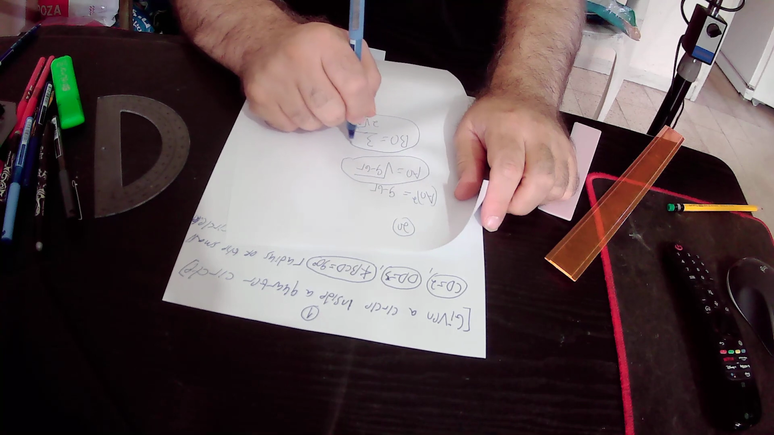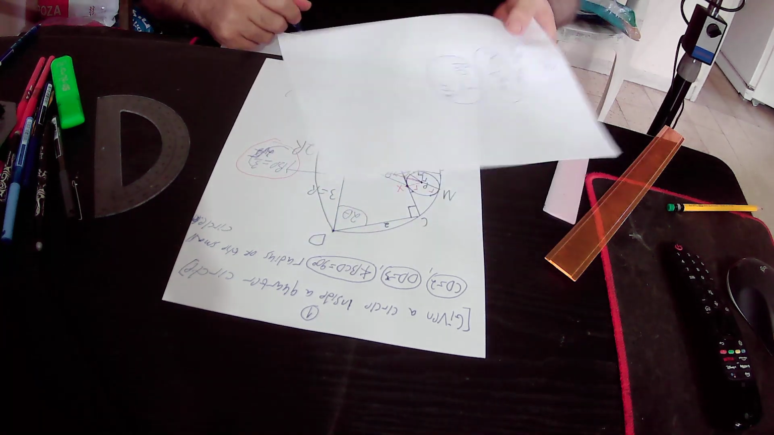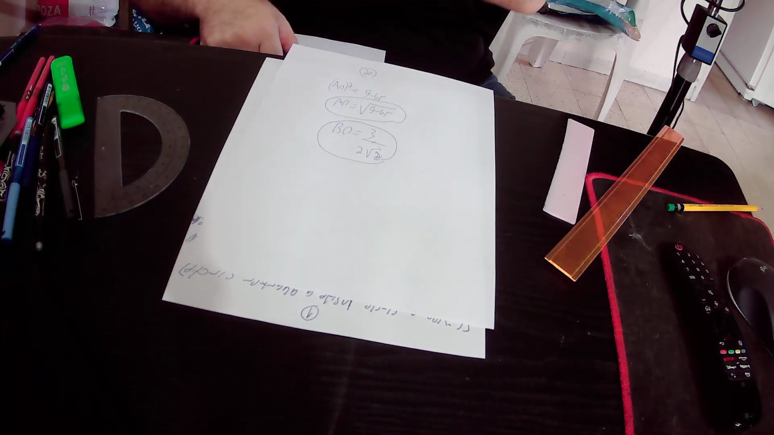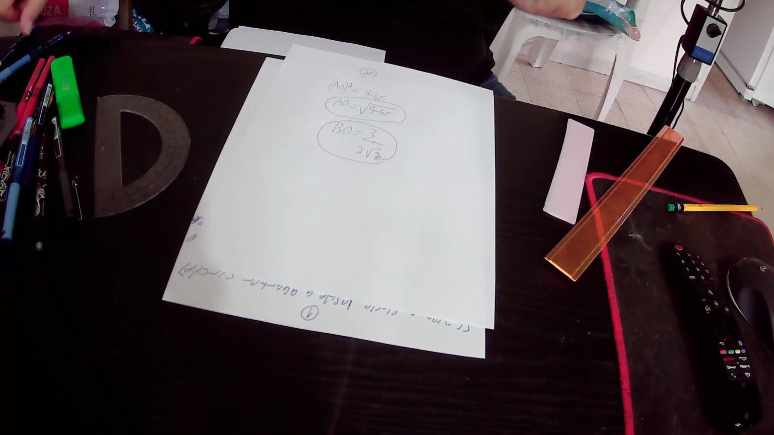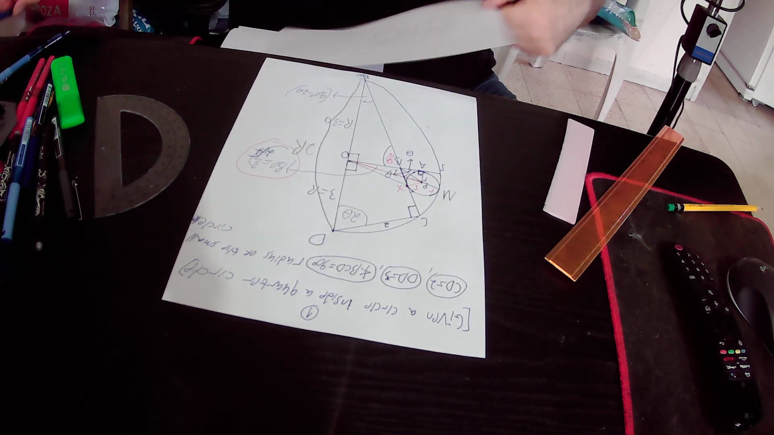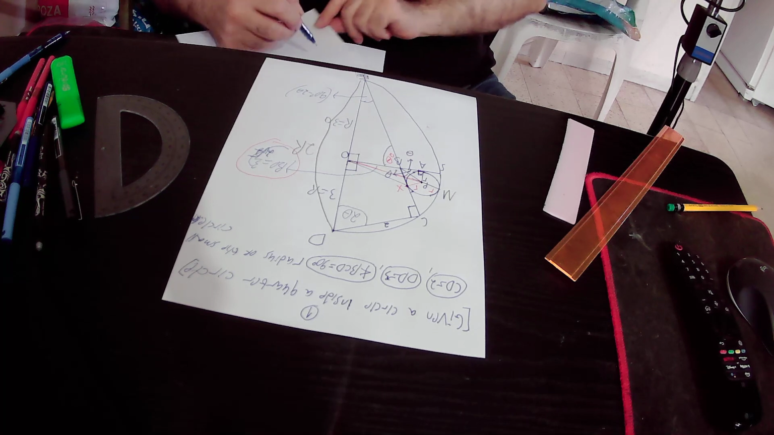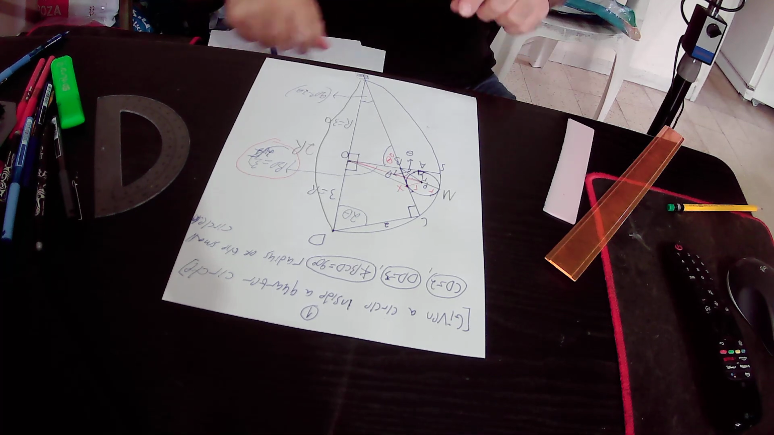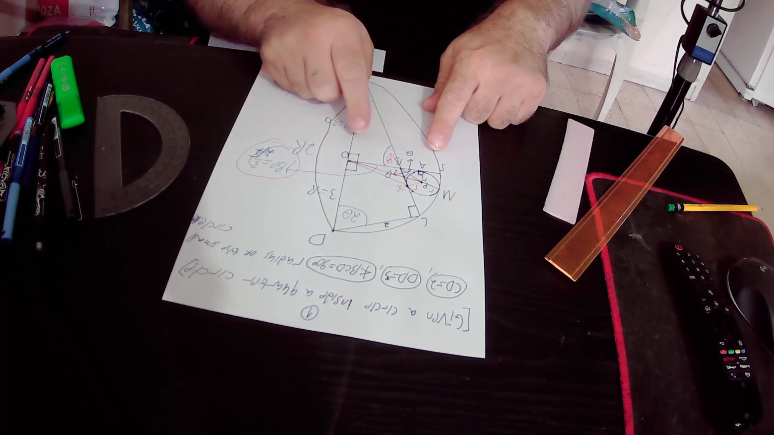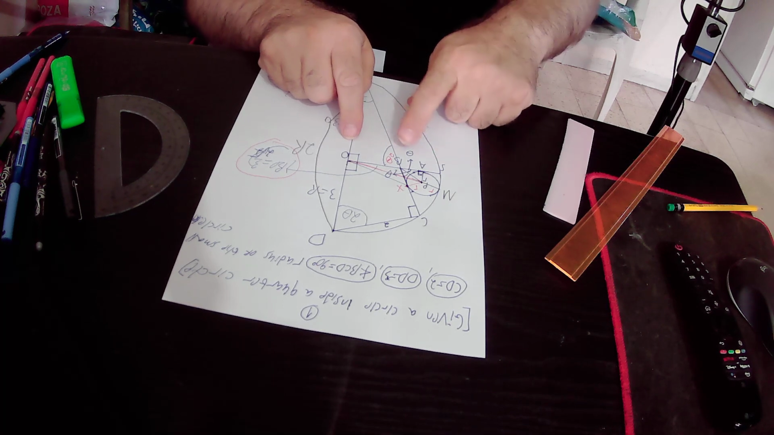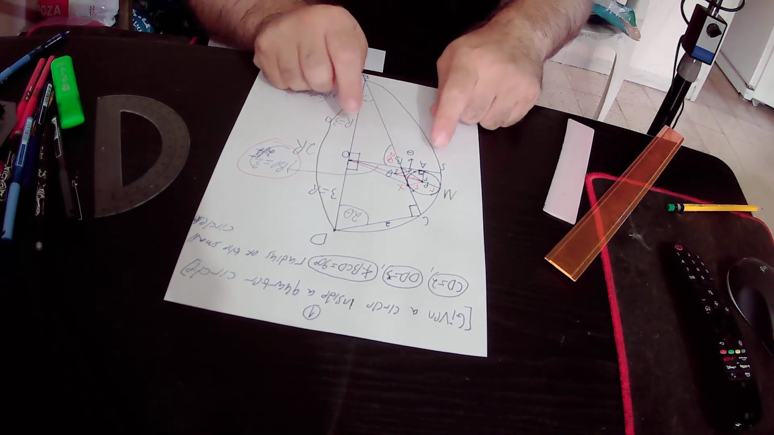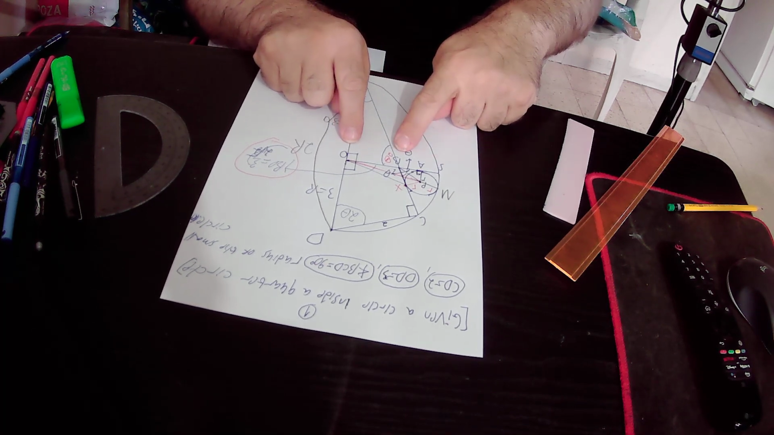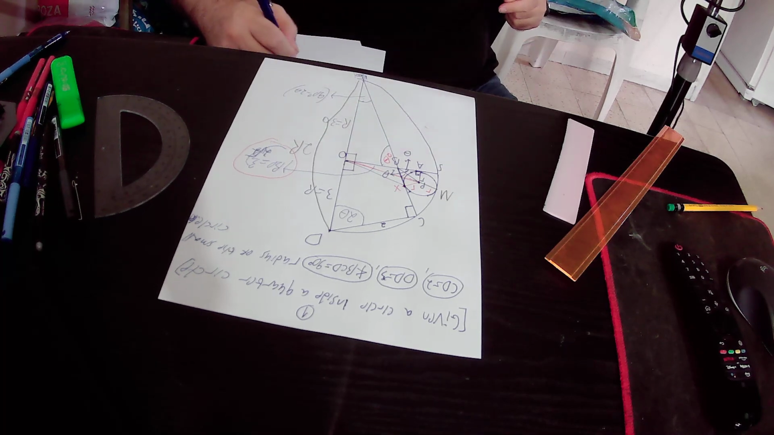Okay? So we found out the values of AO and BO. But what is the value of AB? From the drawing we can see that AB equals AO minus BO. Again, AB equals AO minus BO.